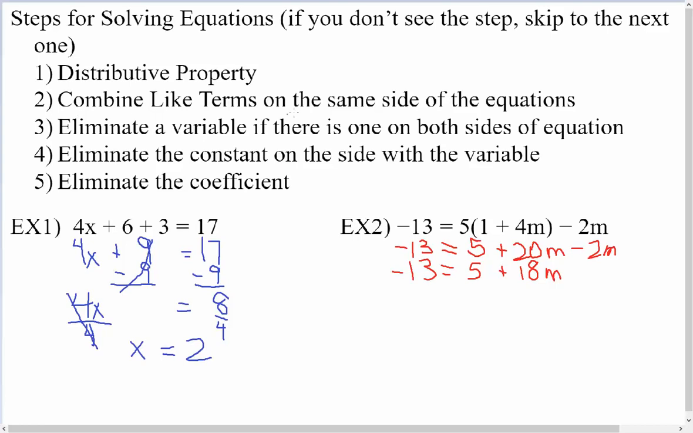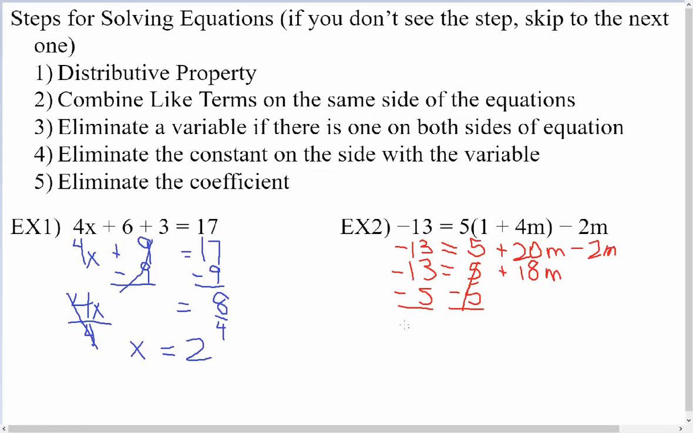Step 3, eliminate a variable, if there's one on both sides. I only see the one m, so we skip that. Eliminate a constant, so the constant is the 5. And since that's a positive 5, the way we get rid of it is with a minus 5. So those zero out. Again, the property of equality.